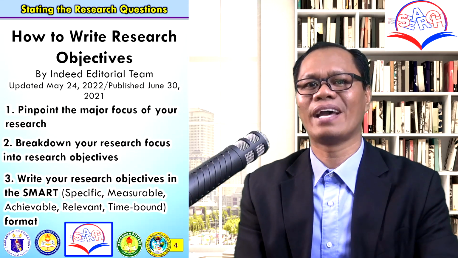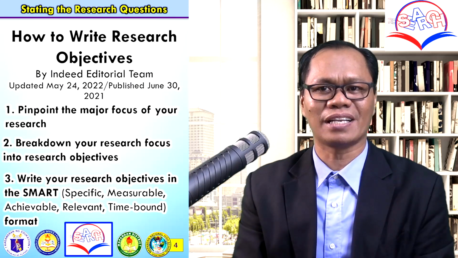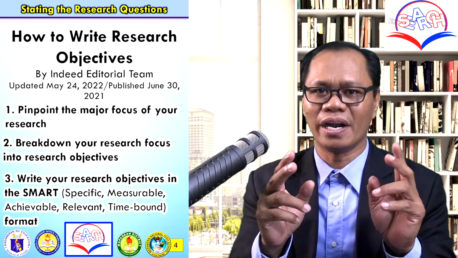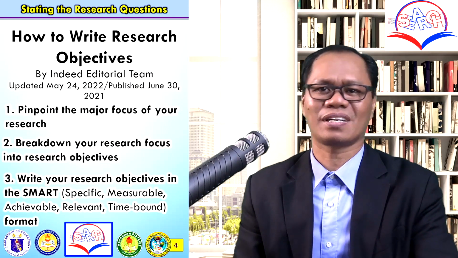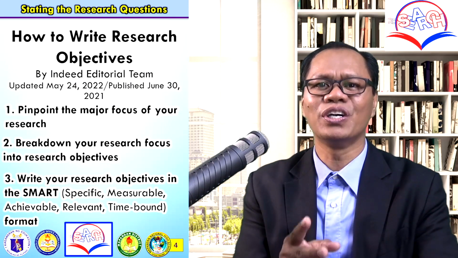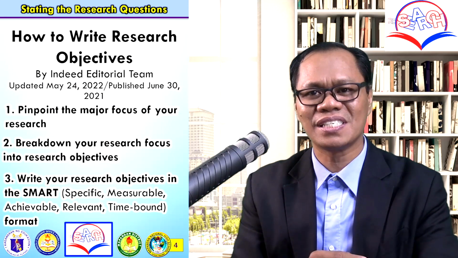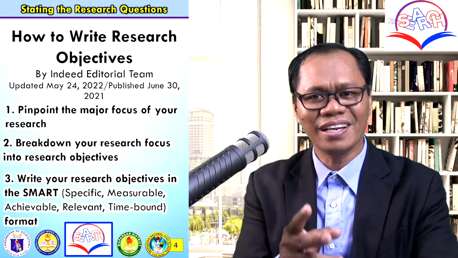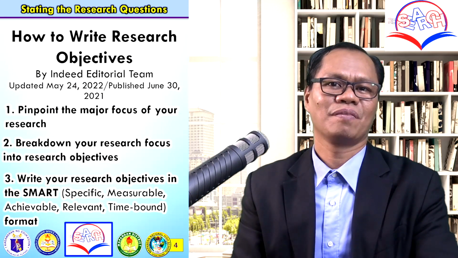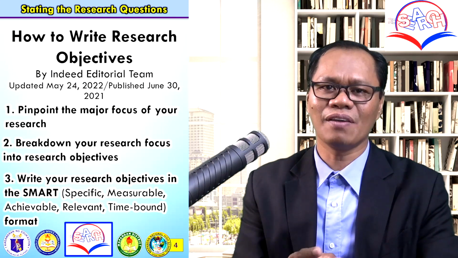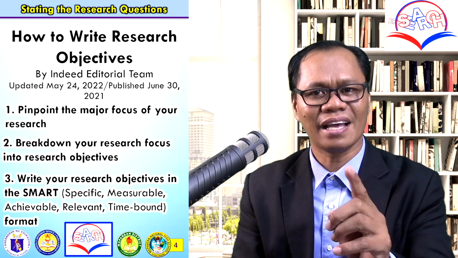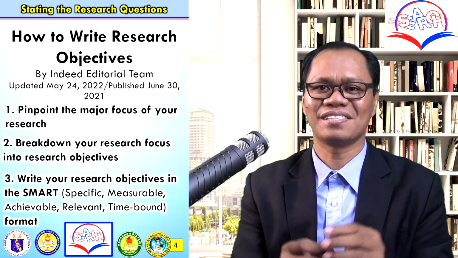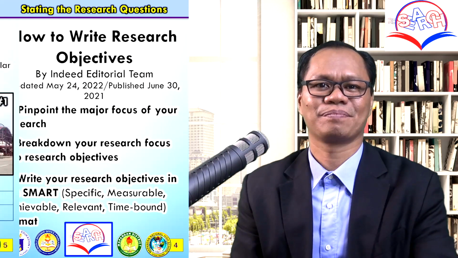Another key step to writing a strong research objective is to use the SMART format. We must be specific about the desired outcome. Make sure that your objective is measurable. It must be realistically achievable. Make your objectives relevant to your research and set a deadline. That is the SMART format.